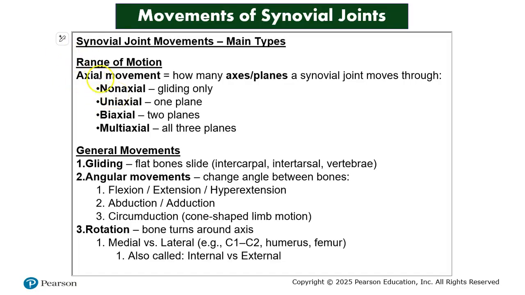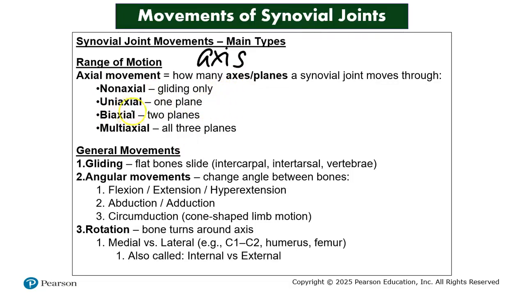So if we look at the terms here, non-axial, uniaxial, biaxial, multi-axial, okay, then that means you're kind of focused on one word there, which is going to be an axis. Now, axis is almost like an imaginary line the bone can move around. And the number of axes is going to determine the range of motion a joint allows. So if it's non-axial, that means there are no axes, so it's not going to be a lot of movement. It's only going to allow for some gliding.